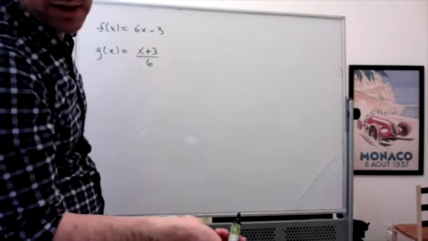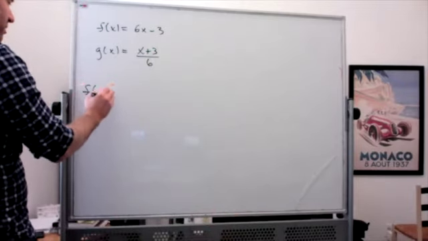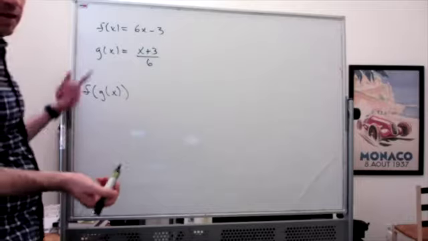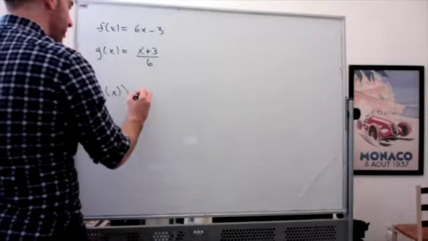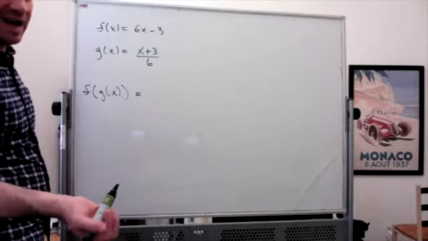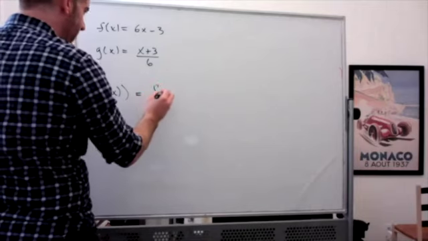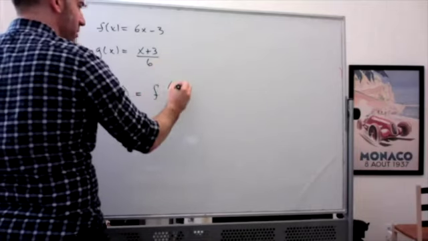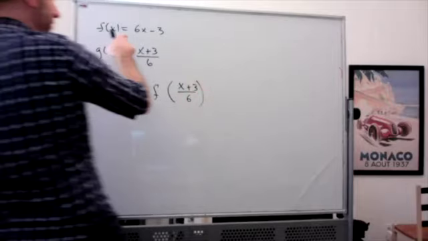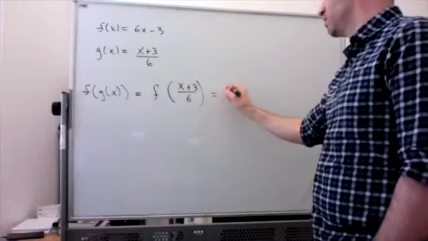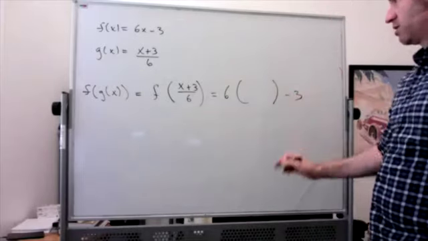Find f of g of x and g of f of x. Now this question specifically is supposed to get at the point that shows us that f and g are actually inverse functions. So if we look at f of g of x, there's a couple ways people write this. I typically like to work from the inside out. I usually write this as f of (x plus 3) over 6. And then say, okay, f is 6x minus 3. So that's going to be 6 times your input minus 3.